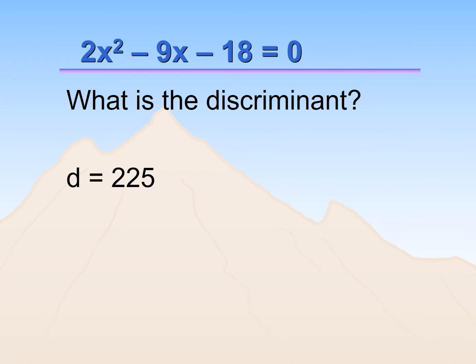When we do that, we end up with 4 times 2 times 18, which is 144. So we did 81, and then we'll end up with 225.